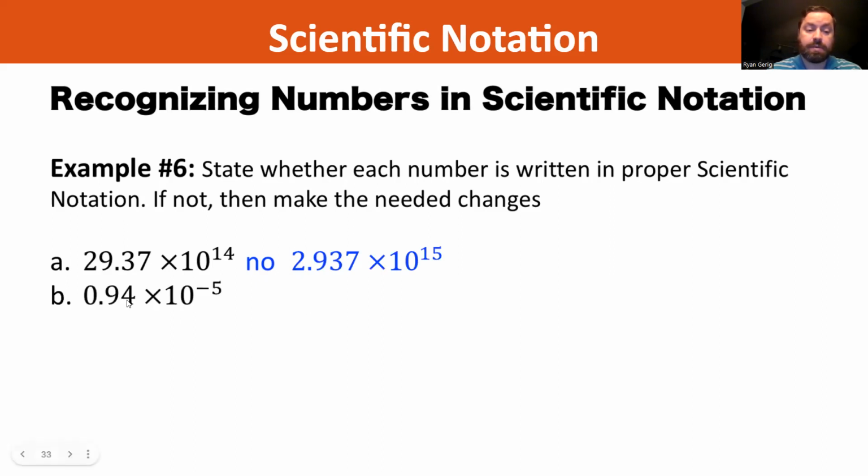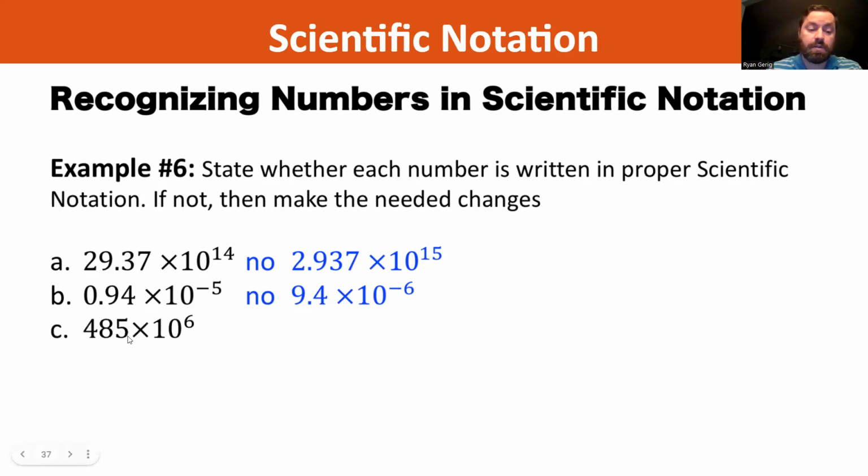Take a look at this one. 0.94 is less than 1, so it's not in scientific notation. I want it to be between the 9 and the 4, but in this case, I made 0.94 bigger. By making it bigger, I need to counteract and make the exponent smaller. -5 minus 1, which gives me -6.